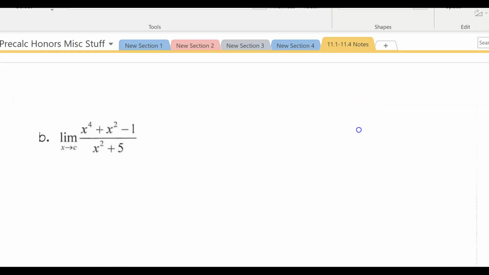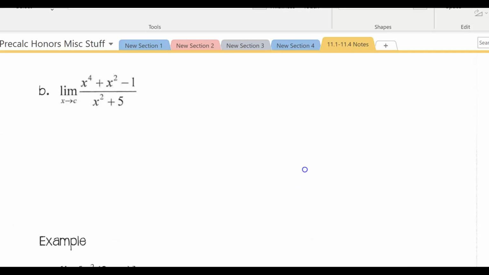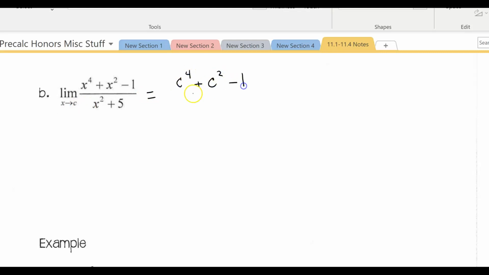All right, so if we apply just the direct substitution to this, again, as long as we don't end up with undefined pieces, so for example 0 in the denominator, direct substitution is going to be the way we're going to do most of these. So the limit as x approaches c would be c to the 4th plus c squared minus 1 over c squared plus 5, and this would be our answer.